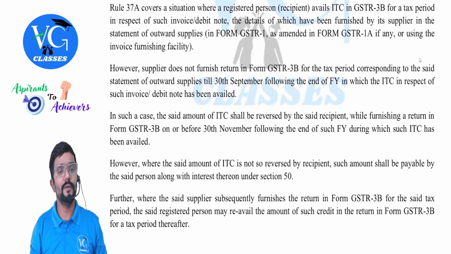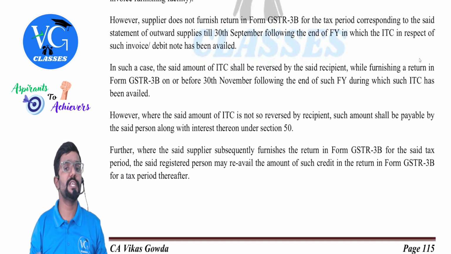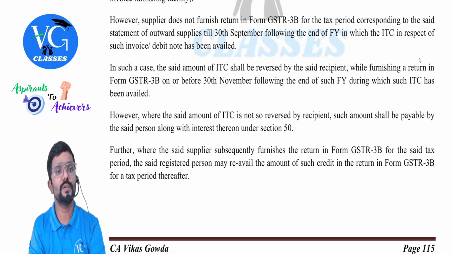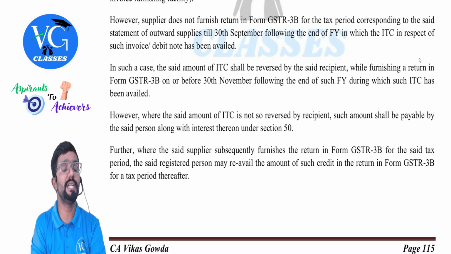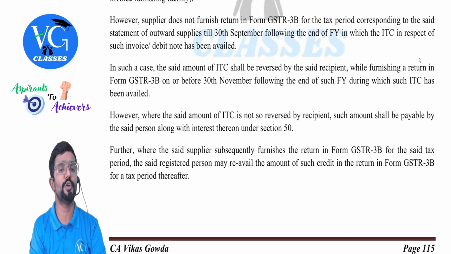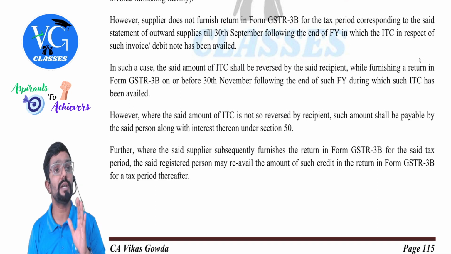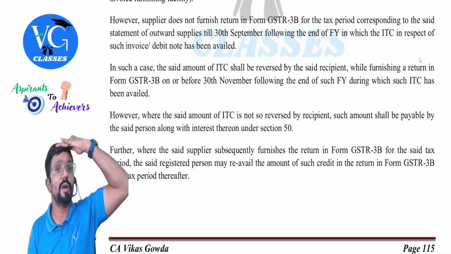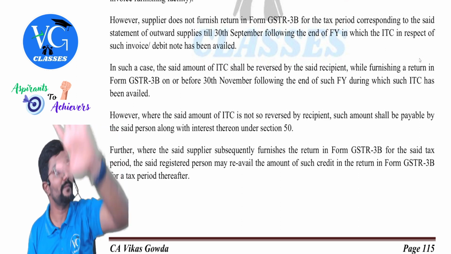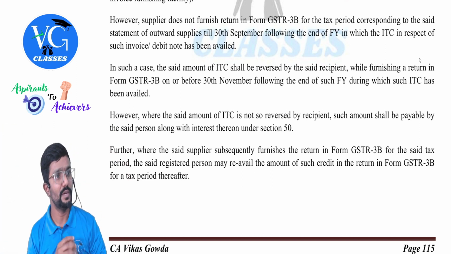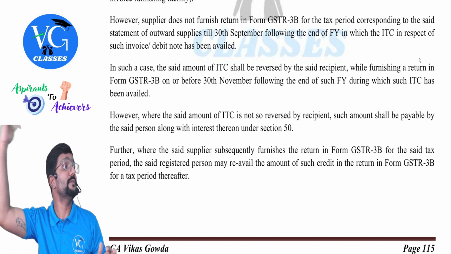However, the supplier does not furnish the return in GSTR 3B for the tax period corresponding to the said statement of outward supply till 30th September following the end of the financial year in which ITC in respect of such invoice or debit note has been availed. Guys, they are not telling that GSTR 3B has to be filed on 30th September. What is the due date to file GSTR 3B? 20th of next month. But here Rule 37A is giving much more time, till 30th September of next year.